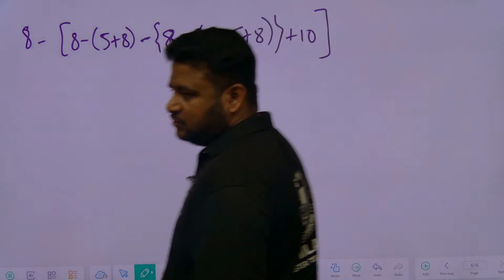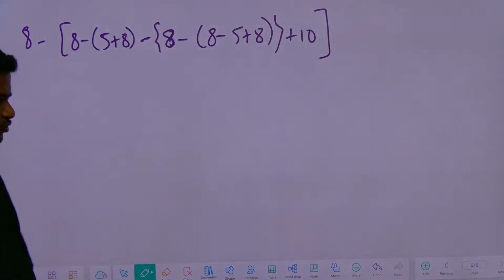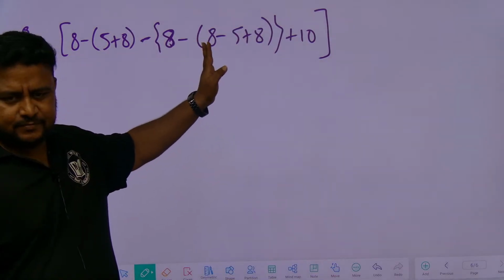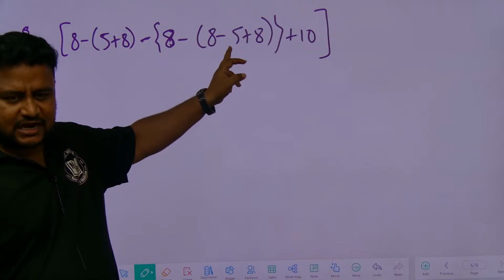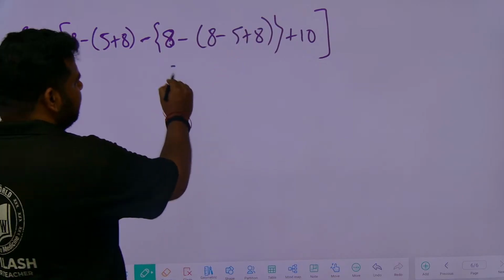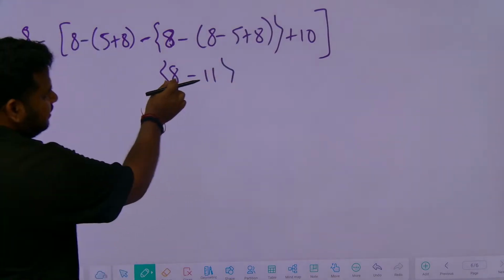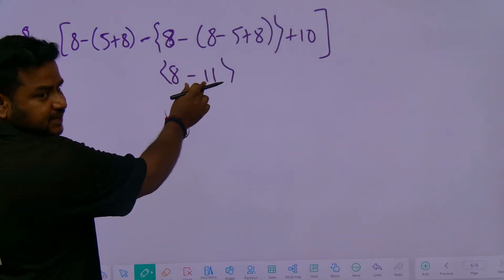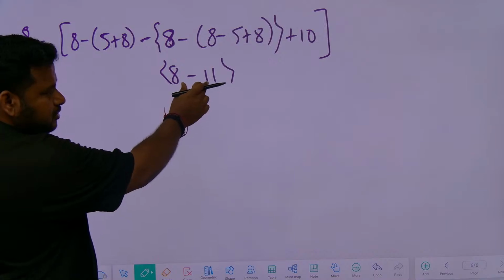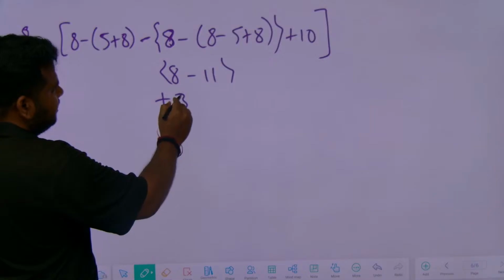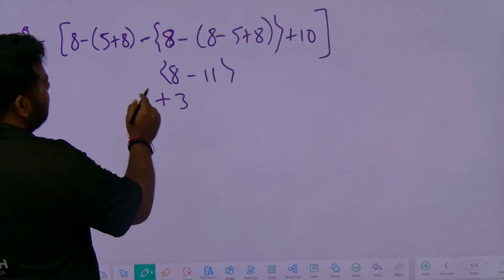So see here, small bracket. Just observe, looking at the question, no need to panic. Just see here, 8 minus 5 is 3, okay, 3 plus 8 is 11. We will have 8 minus 11 within this flower bracket. 8 minus 11 is minus 3, because it is minus 3, minus into minus, plus 3 it will get, okay.